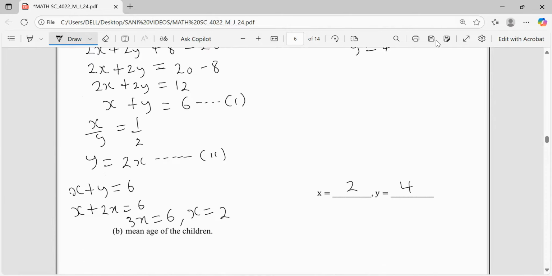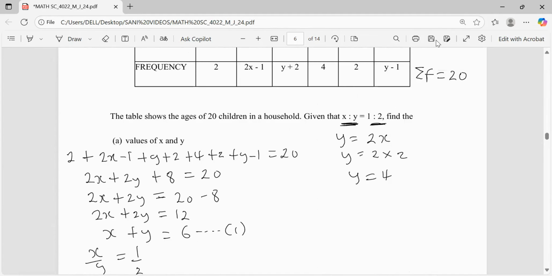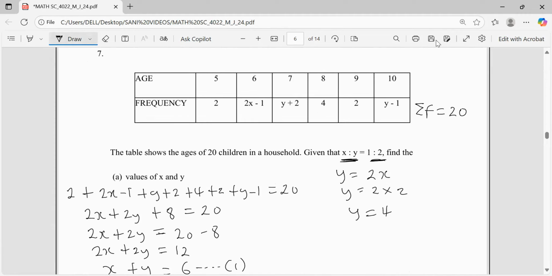Then the next question says, find the mean age of the children. Since we already know the value of x and y, x is 2, y is 4, we can go back to our frequency. So here 2x minus 1, since x is 2, 2 times 2 is 4, 4 minus 1, we have here 3. Then we have here 6, since y is 4, and we have here 3, we have here 2.